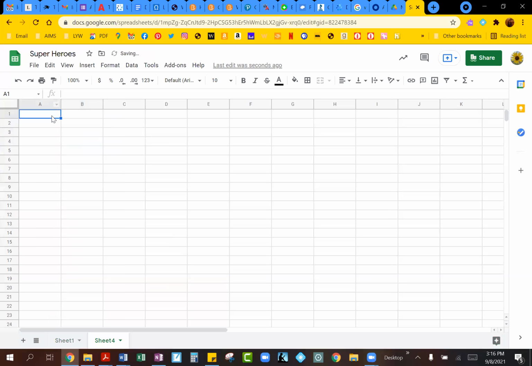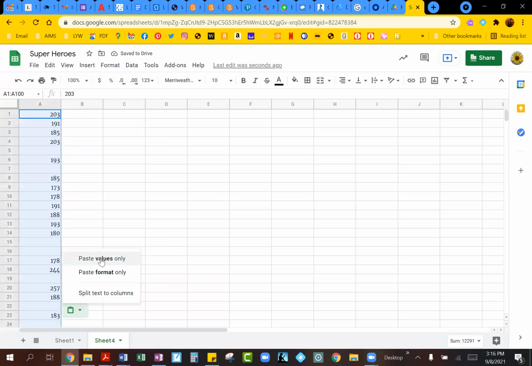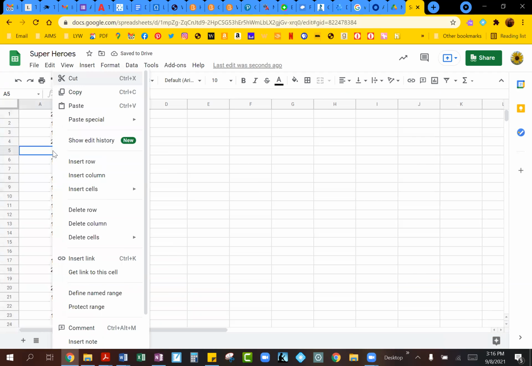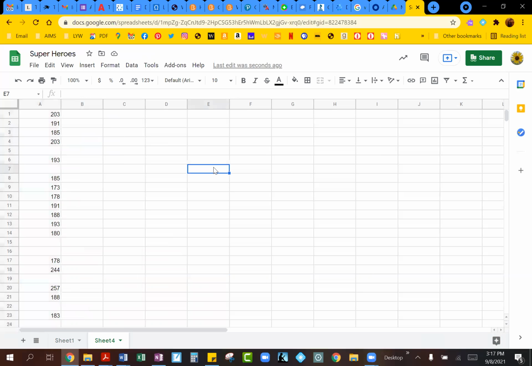Will it let me paste? Okay, so it won't let me remove the empty gaps. That's fine. We can still do our calculations based on that. Of course, we don't have a total of 100 data values over here.